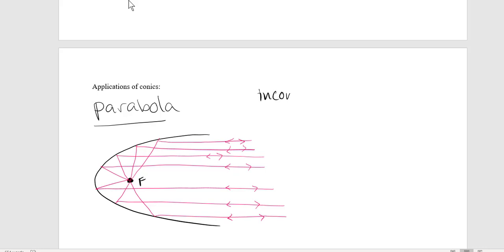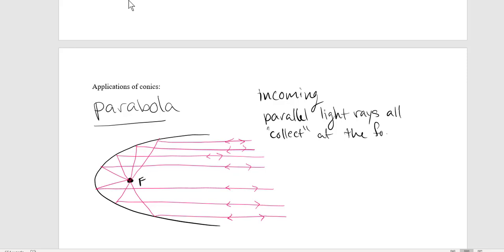Incoming parallel light rays all collect or focus at the focus, right? That's why we call it the focus, because all this incoming parallel light is coming in. It's all going to bounce off the mirror here and collect at this focus F.